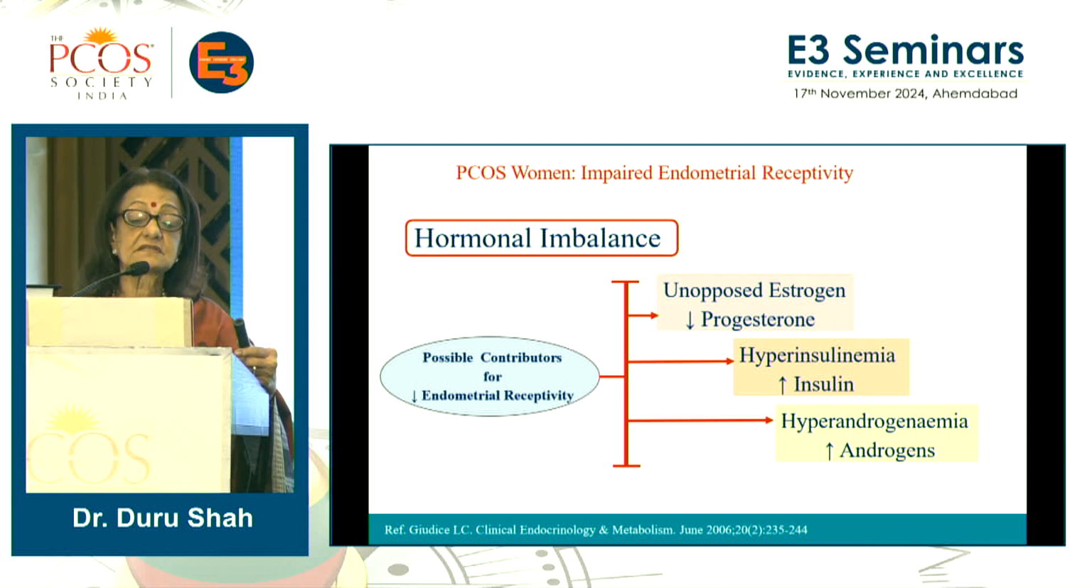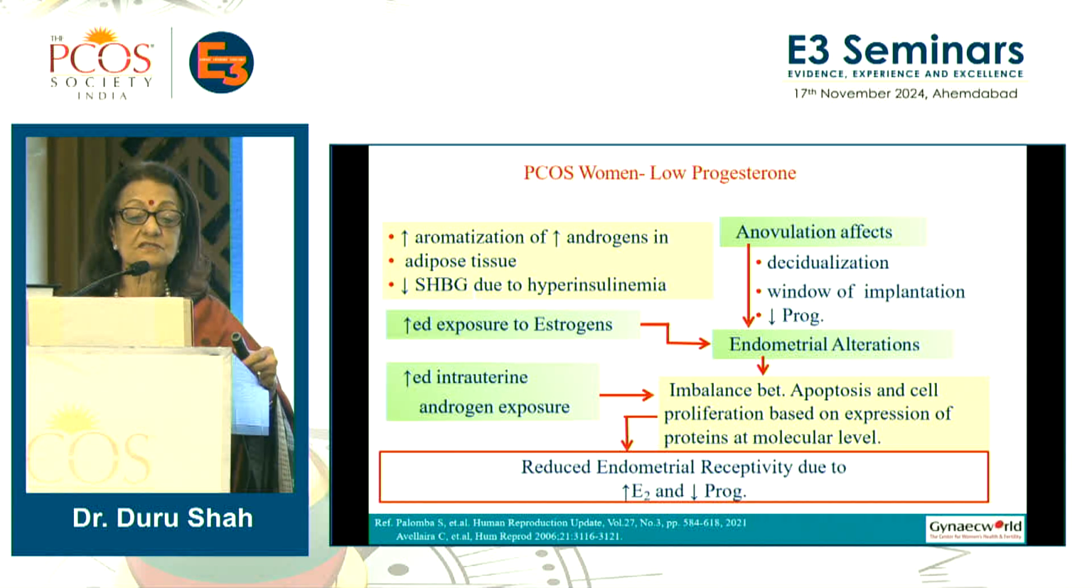And what you must understand is that at the endometrial level, because of the unopposed estrogen, there's less progesterone because she's chronically anovulatory. She's got hyperinsulinemia, she's got hyperandrogenemia and increased androgens. But all this results in impaired endometrial receptivity. The receptivity is decreased because of these increased hormones.